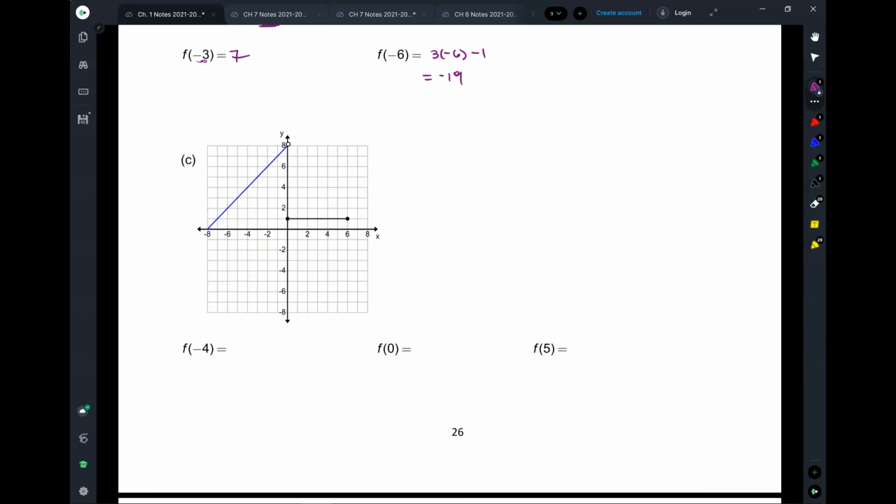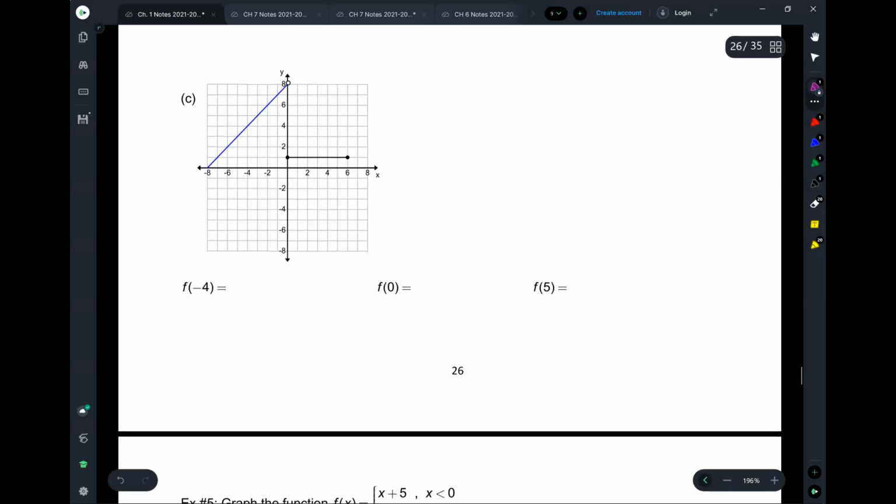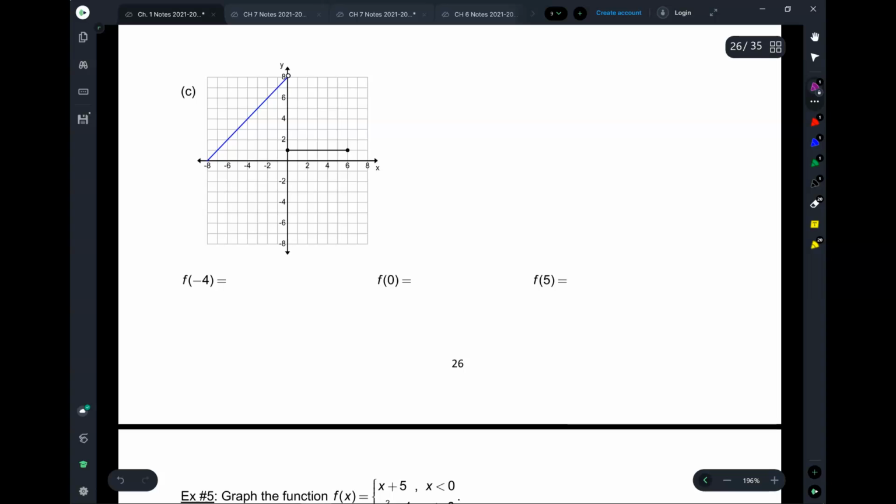Here, I'm not given the functions. I'm given the graph, and I just have to figure out the values based on the graph. So, f of -4 means when x is -4, what's y? When x is -4, what's y? 4. Again, you're only allowed to get one answer, because if you got two answers, it wouldn't be a proper function. So when x is -4, y is 4. Okay?